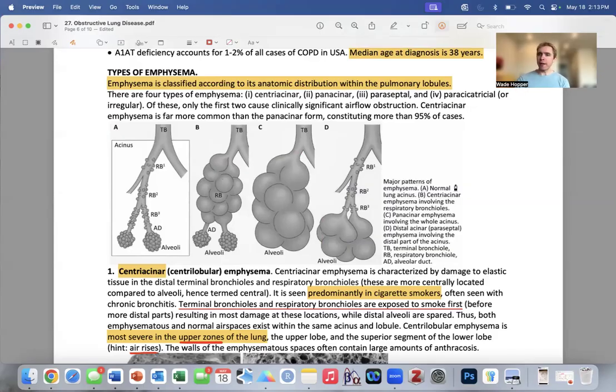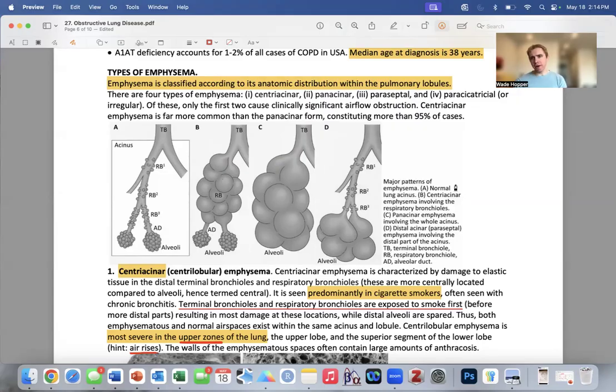Okay, so you can get primary or secondary spontaneous pneumothorax. You can get traumatic pneumothorax, different entity. We're talking about spontaneous pneumothorax. People who get primary spontaneous pneumothorax, it just happens to them. They don't have underlying respiratory disease.